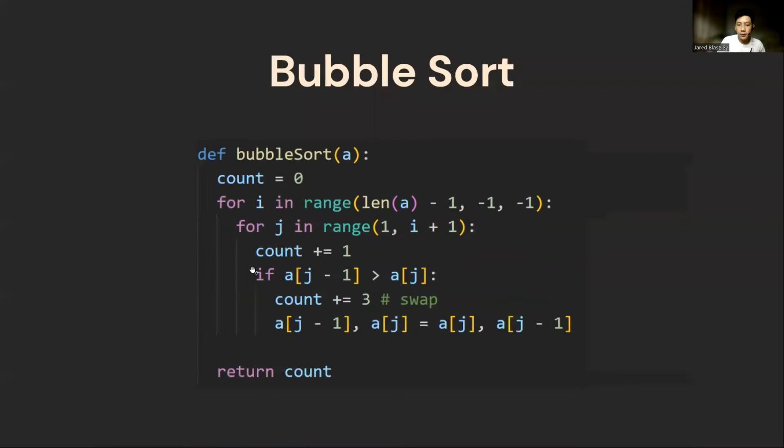Let us now begin with bubble sort. As you can see here, the count is incremented for every comparison done. Meanwhile, a swap increments the counter by 3 because it is usually done in 3 steps using lower level languages like C and assembly. We can see here that the complexity of the algorithm is O of n squared due to the nested for loop, one going from the length of the array down to 0, and the inner loop going from 1 to i inclusively.